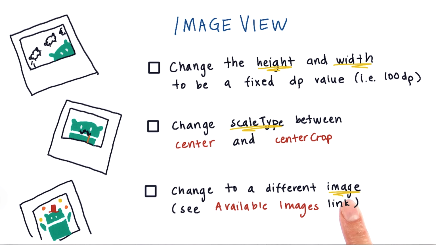Also try to change the image to something else by checking the available images link. We've included a small version of the cake image as well as a larger version so that you can try the different scale types. We also included an Android icon. Use the link below to get to the XML visualizer.